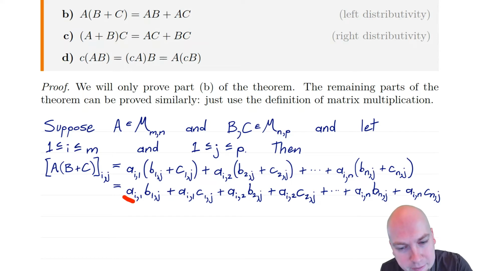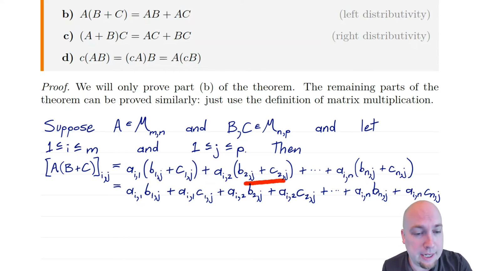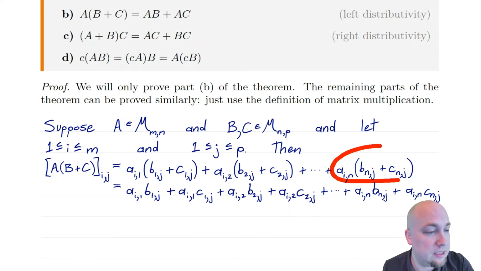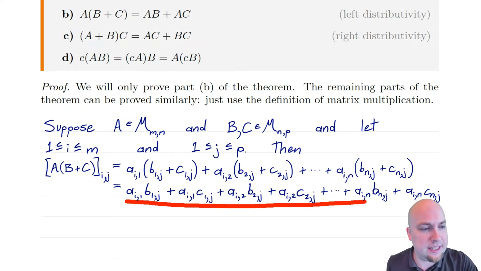And when I do that, I get A_i1 times B_1j plus A_i1 times C_1j, right? These first two terms are coming from that first parenthesized term. And then when I distribute out this term here, now I get these two terms, and so on. So that's all I'm doing, using distributivity n times. And then I'm going to stop there. That's as simple and as expanded out as I can make this expression.